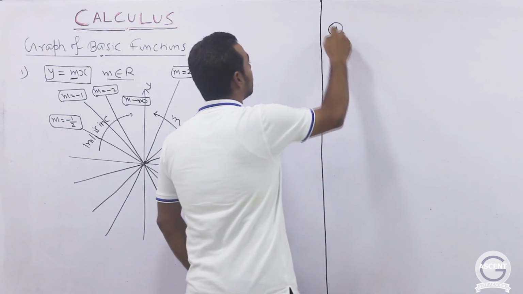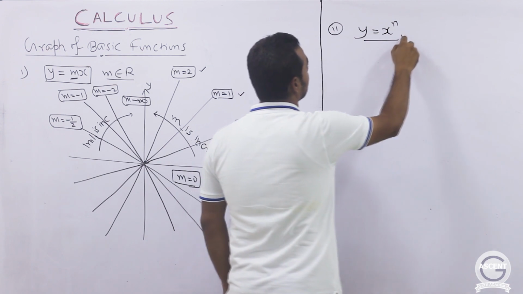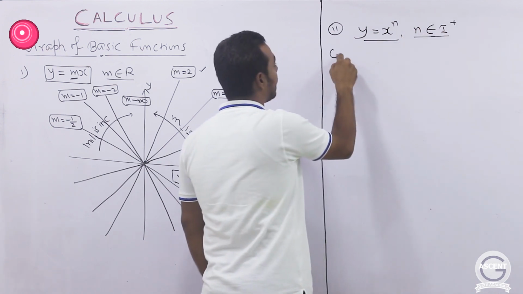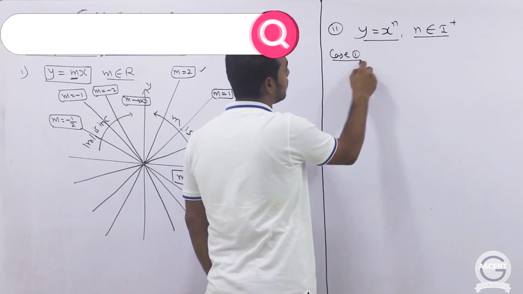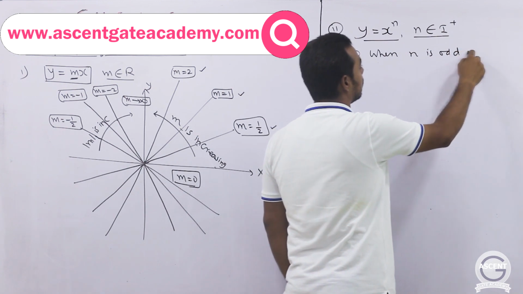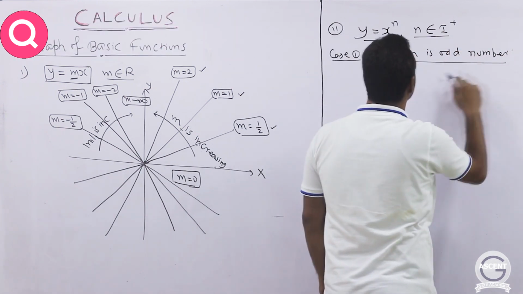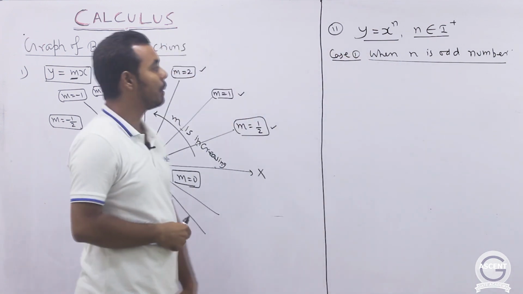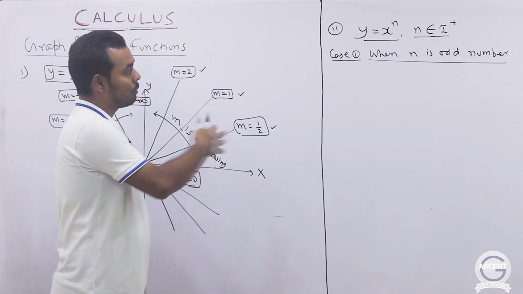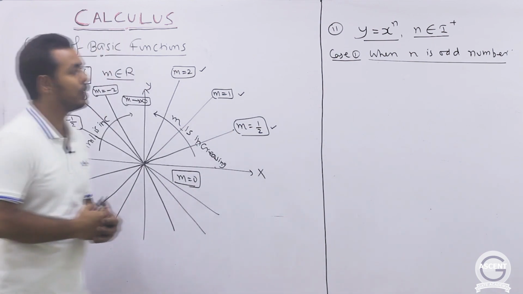The second one is graph of y equals to x to the power n. N is any positive integer. Now here we have two different cases. The first case is when n is odd number. Okay, if n is odd number, then how to draw the graph of this function. All these are very important concepts, and we'll see that once you learn how to draw graph of different types of function, then this chapter will become very easy.